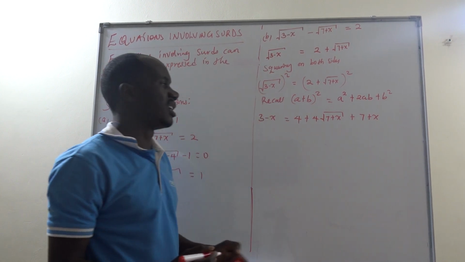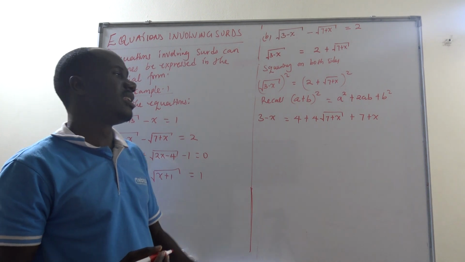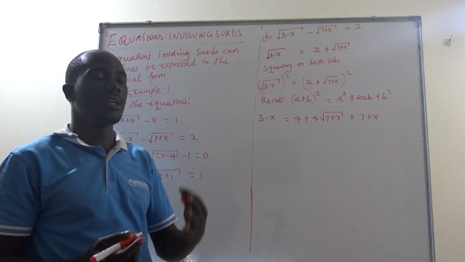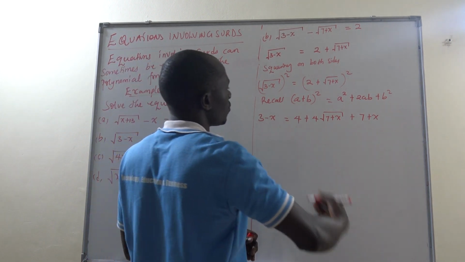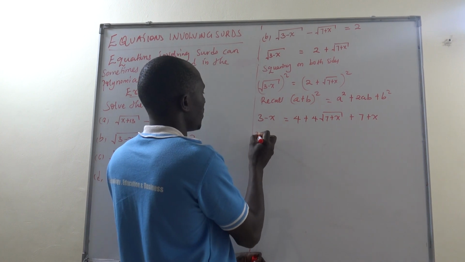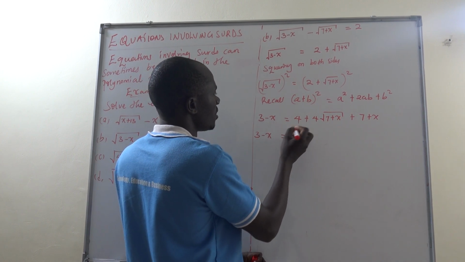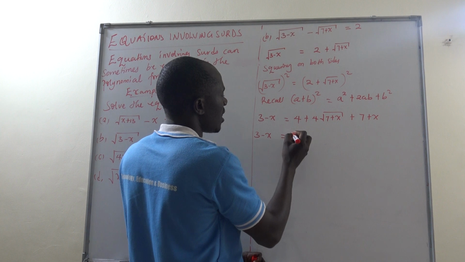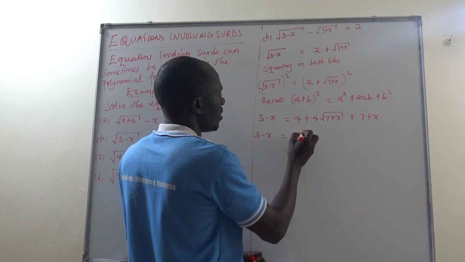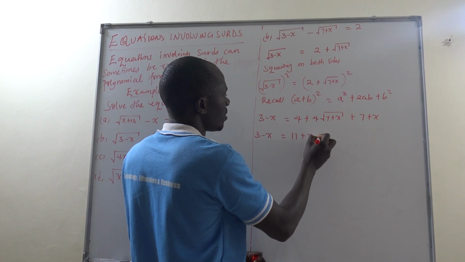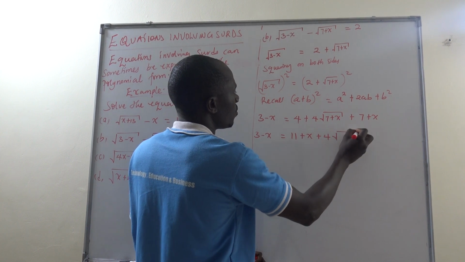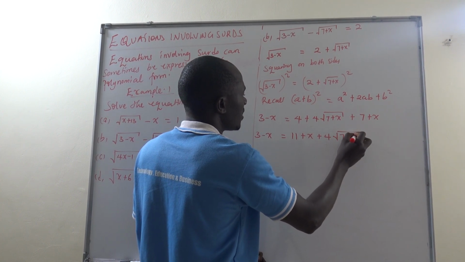We are substituting in that. Then we go ahead and first collect like terms. So what we're going to have is 3 minus x equals 4 plus 7, I'm getting 11, 11 plus x plus 4 root of 7 plus x.